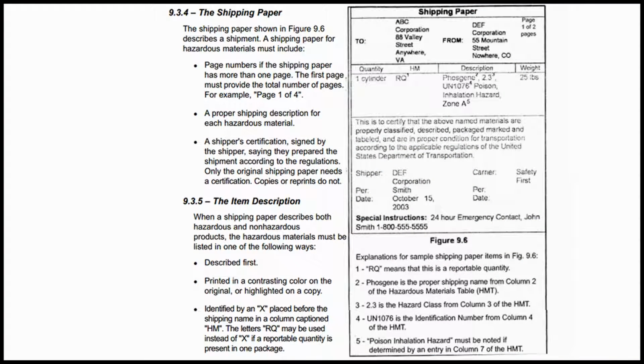9.3.4 The shipping paper. The shipping paper shown in figure 9.6 describes a shipment. A shipping paper for hazardous materials must include page numbers if the shipping paper has more than one page. The first page must provide the total number of pages, for example, 1 of 4. It must also include a proper shipping description for each hazardous material.